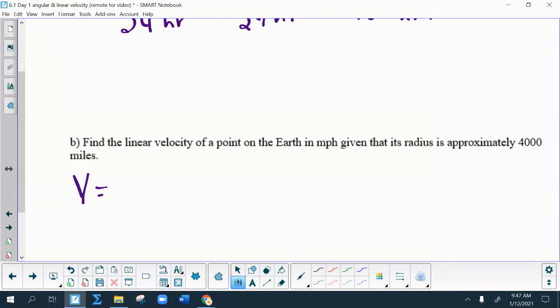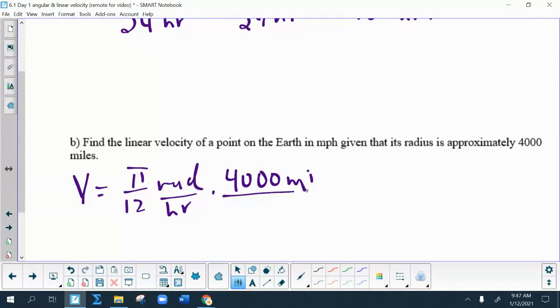All right, well, we're going to take that angular, which was pi over 12 radians per hour, and multiply it by 4,000 miles per 1 radian. And notice I'm not even showing you guys a lot of work. All this can just be done in your calculator. It's not a huge deal to just write this down and then calculate it with your calculator. I would certainly need to see the setup, but I don't need to see how you got from this part over here to the final answer.